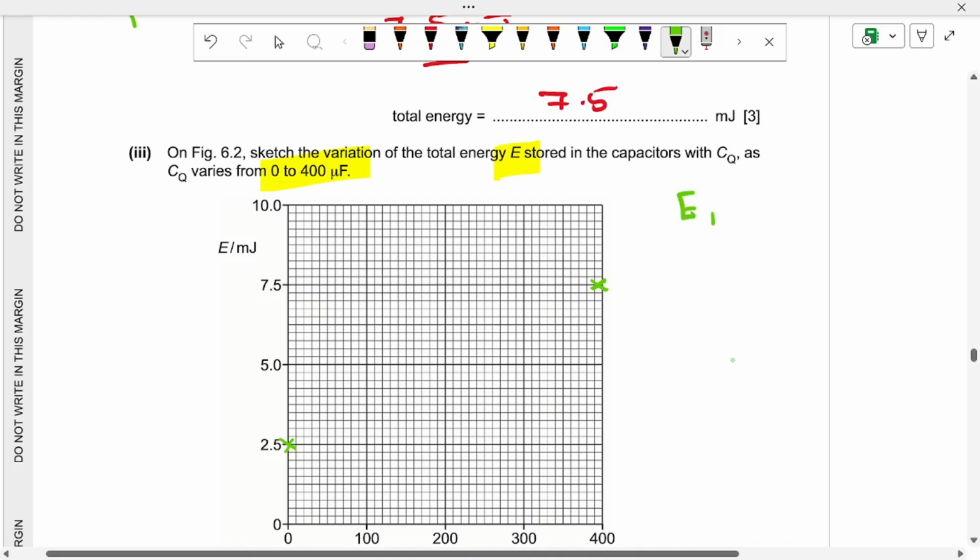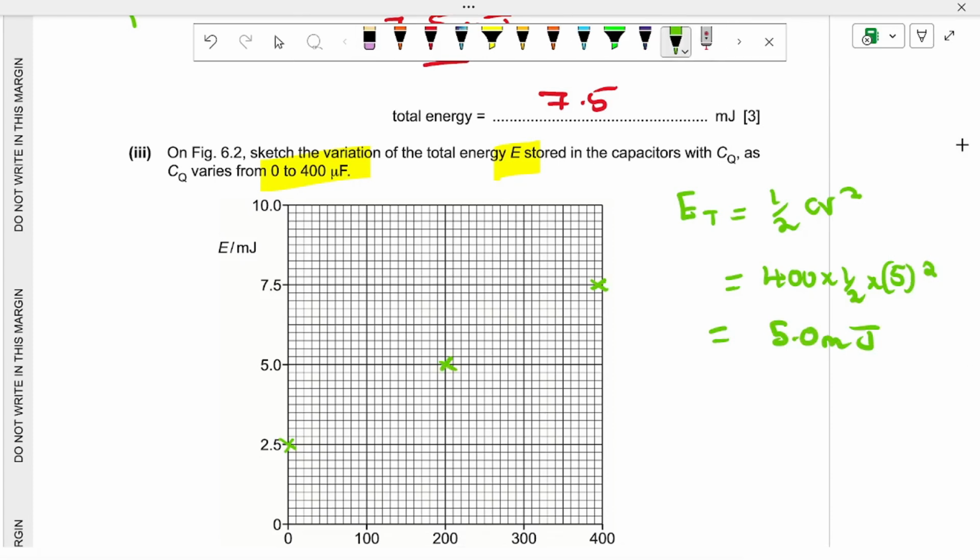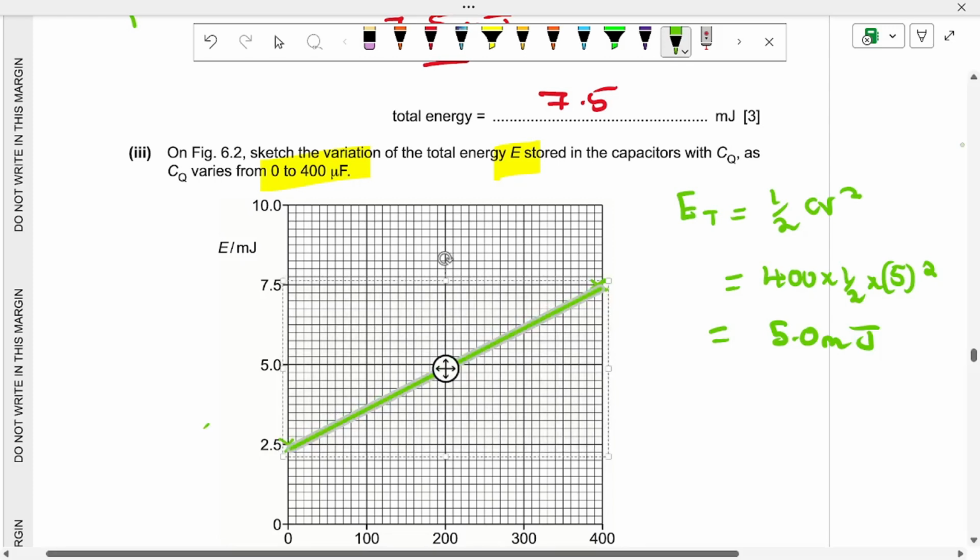So I can say E total is just equal to 1/2 CV squared. If I want to find my E when CQ is 200, it's just going to be 400 in total times 1/2 times 5 squared. And if I punch this in, the calculator gives me 5.0 millijoules, which is just the midpoint, which would be over here. So to connect all of this together, it's just one straight line like so. And that'll be it.